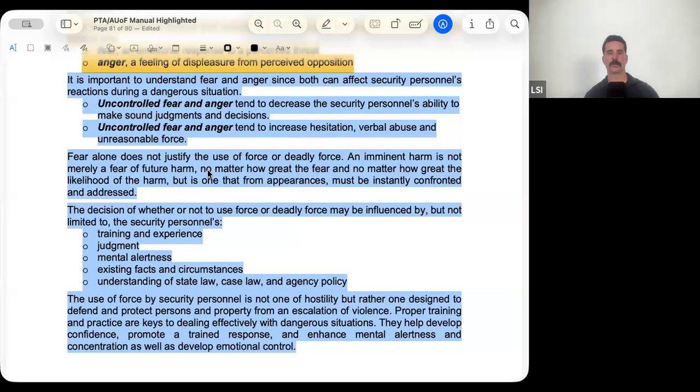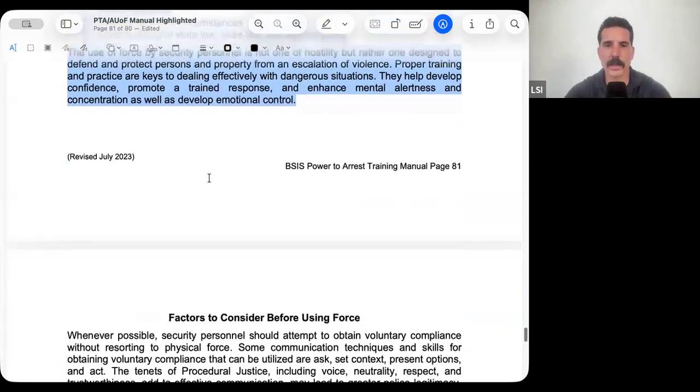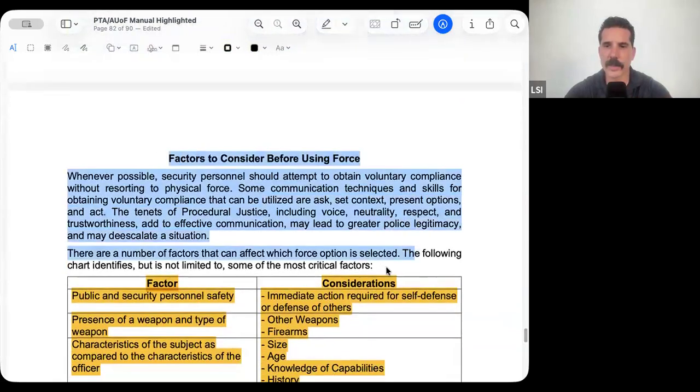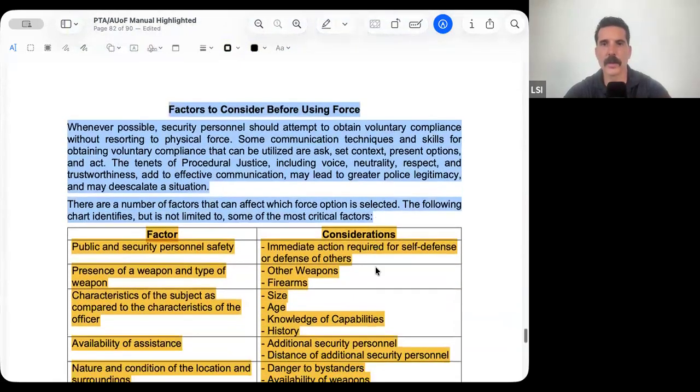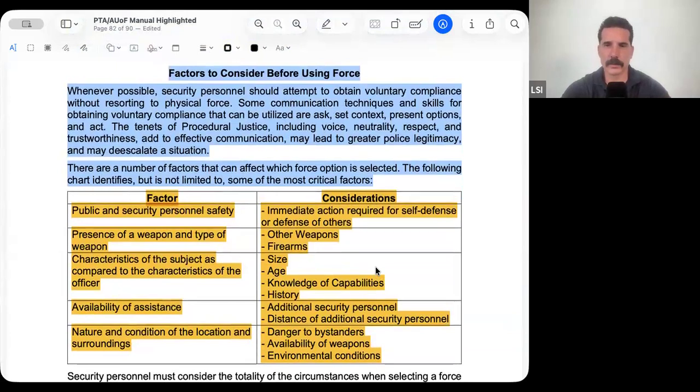Proper training and practice are keys to dealing effectively with dangerous situations. They help develop confidence, promote a trained response, and enhance mental alertness and concentration, as well as develop emotional control. All right. Then it continues on the next page. Factors to consider before using force.